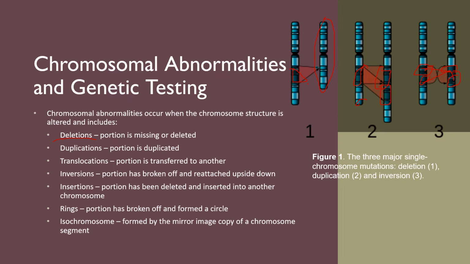Ito na broken off. Tapos, nag-attach siya rito. And rings, portion has broken off and form a circle. So, ito, this should be pahaba na ganyan. Ang nangyari, parang na ganun siya yung parang ahas na kinagat yung tail. And then, isochromosome, formed by the mirror image copy of a chromosome segment.